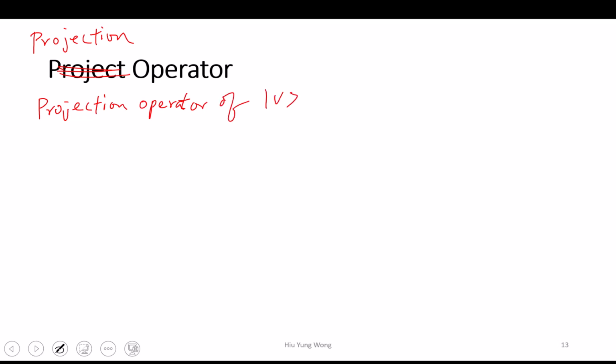The projection operator of V, what does it mean? It means I want to project the state into V. Basically, it's doing an inner product. I want to project it, but I need an operator to help me do that. The projection operator equals V. Now, this is a little bit confusing. We have learned about inner product, right? Inner product of V is what? V. This is the inner product.